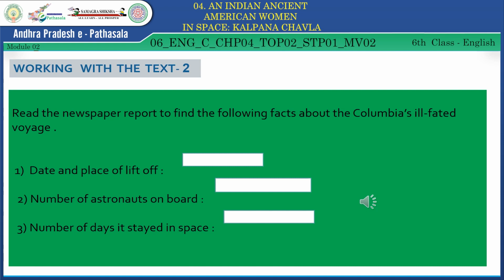Read the newspaper report to find the following facts about the Columbia's ill-fated voyage. The first one, date and place of liftoff. Number 2, number of astronauts on board. Number 3, number of days it stayed in space. Here are some more facts, find out them.